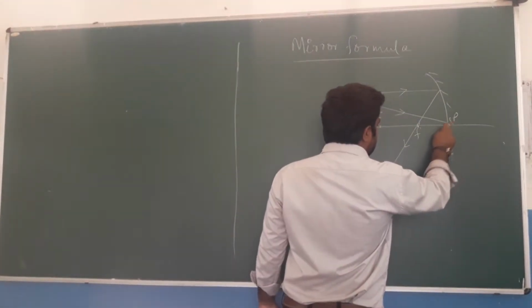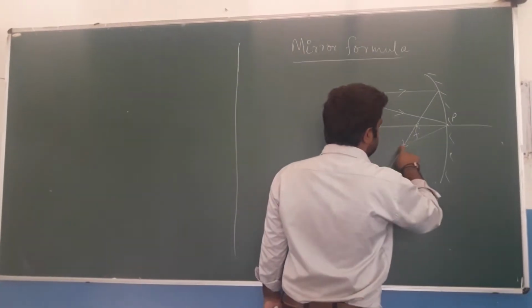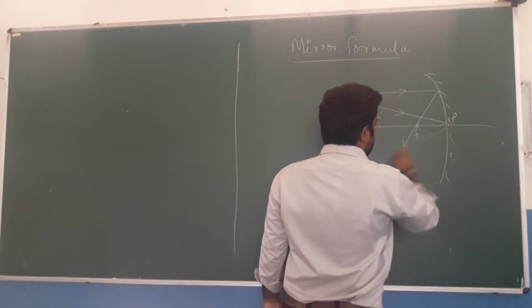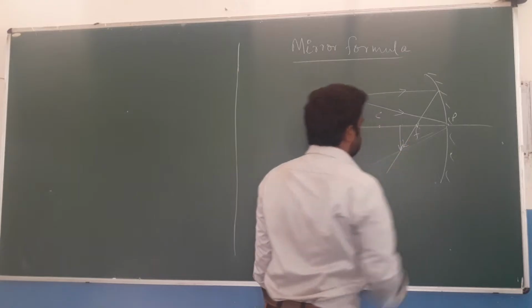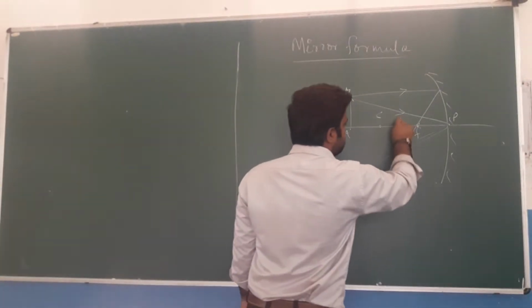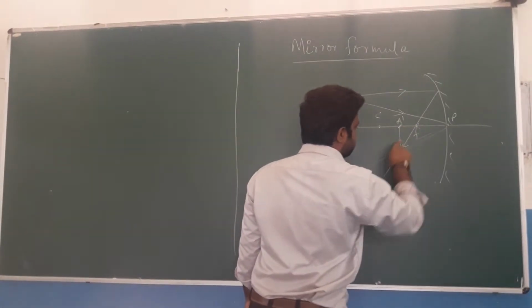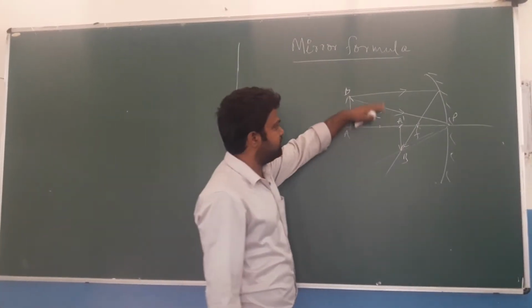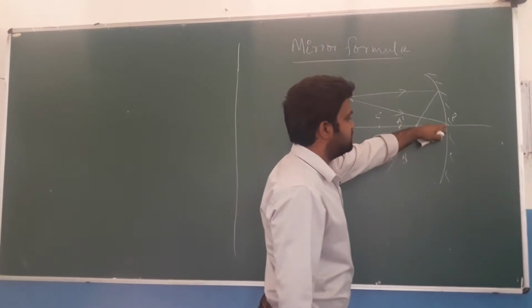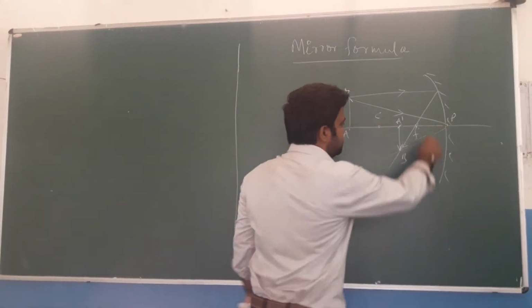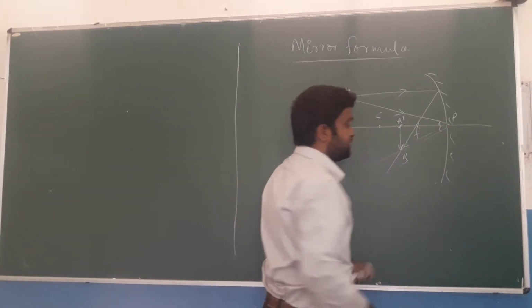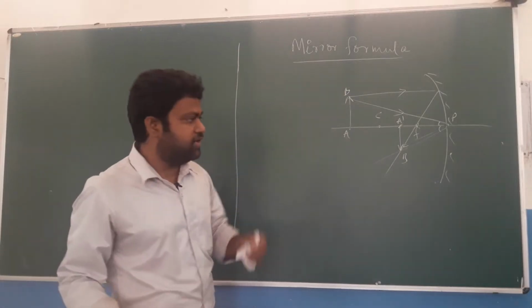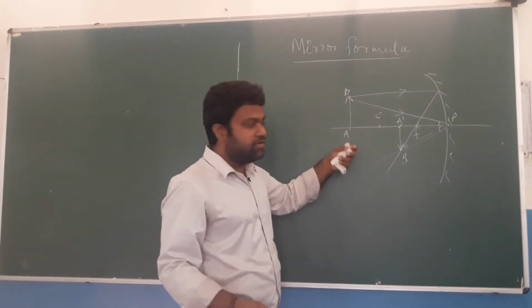Now it will intersect somewhere between your focus and your center of curvature. Now this is your image, right? This is your object. Let me name it AB, and this is A dash B dash. So I have taken two rays. One is the ray parallel to the principal axis, another is striking at the pole. This angle is equal to this angle because the angle of incidence is equal to the angle of reflection. That is the law of reflection.